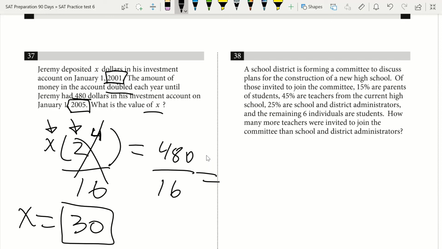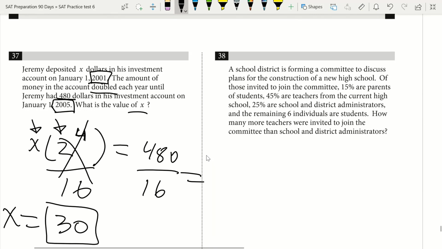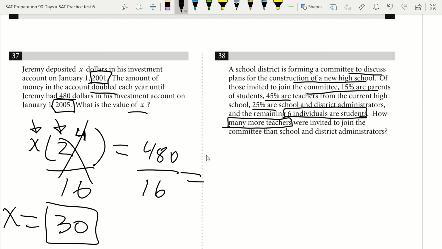Alright, so now I go ahead and move over to 38. We've got a school district forming a committee to discuss plans for the construction of a new high school. Of those invited, 15% parents, 45% teachers, 25% administrators. The remaining 6 are students. That's the key part there. How many more teachers were invited? Keep in mind it's how many more teachers were invited to join the committee than school and district administrators.